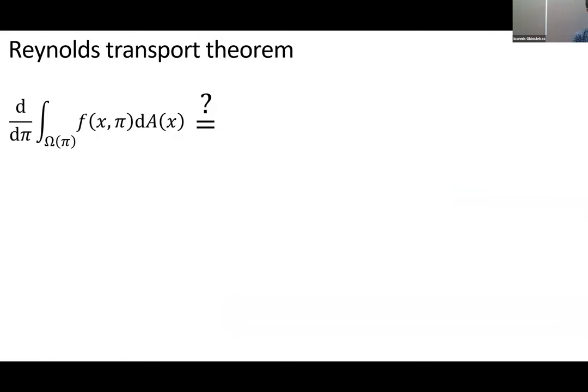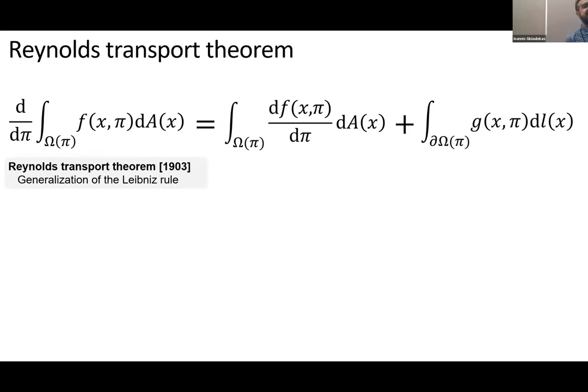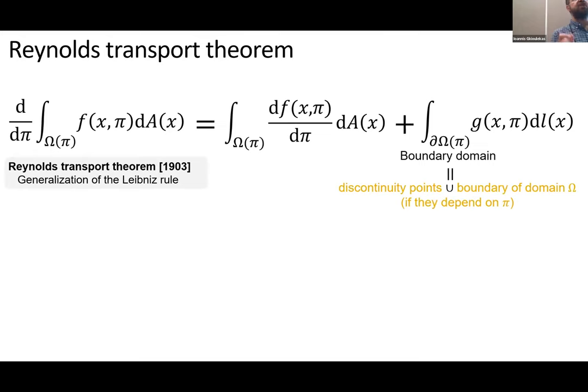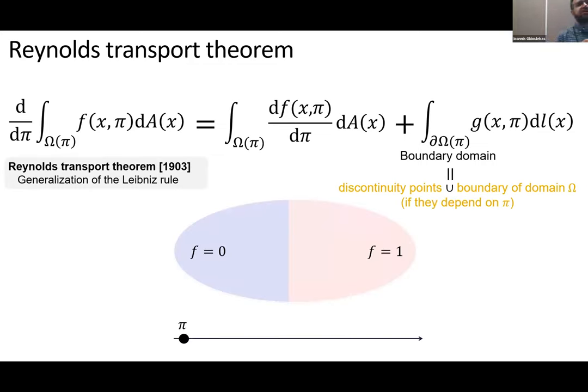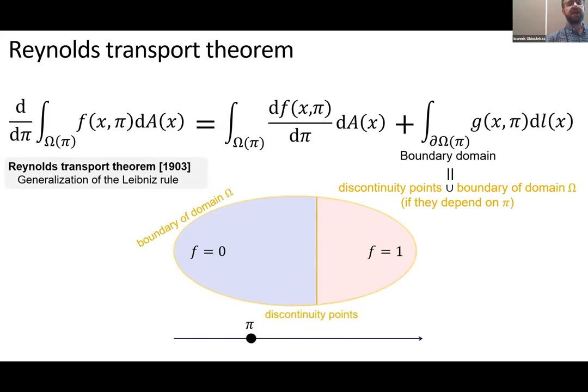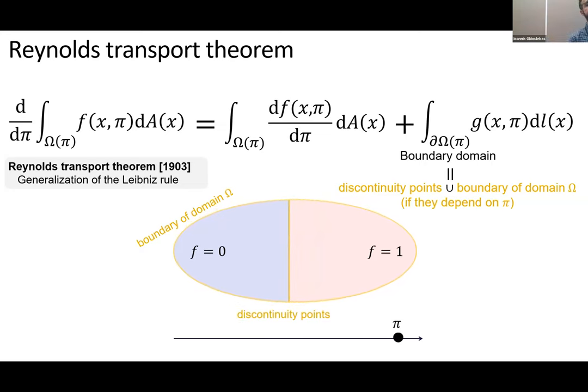And this says that if I'm integrating some function f over any arbitrary domain, some surface, some volume, anything, I can use something similar to the Leibniz rule to write down my derivative as a sum of two terms. One where I'm just moving the derivative inside, and one more where I'm taking into account changes in the domain of integration and any discontinuities. So I have this boundary domain that is just the combination of both discontinuities and the boundary of my integration domain evolving over pi. So for example, if I'm integrating this function f equal to zero or f equal to one over this area, and I'm moving, the boundary of the domain will be this omega, the discontinuity point will be in the center, and as I'm changing pi, my derivative will depend on both the interior and also this line that I get because of the discontinuity points.